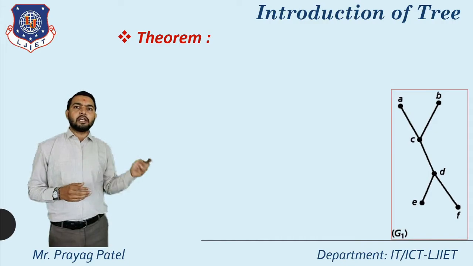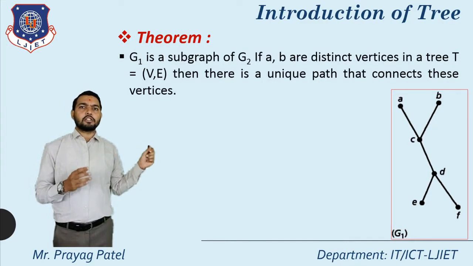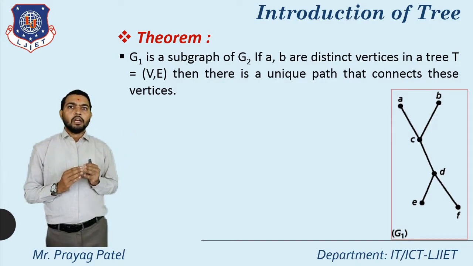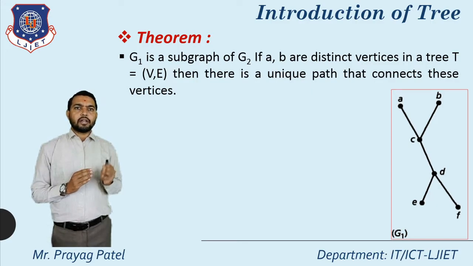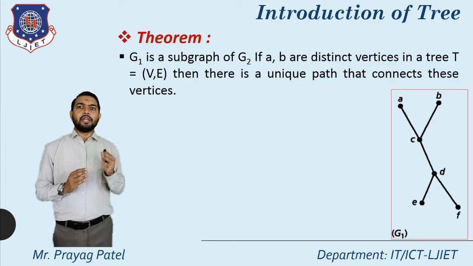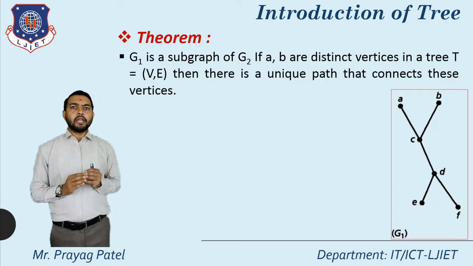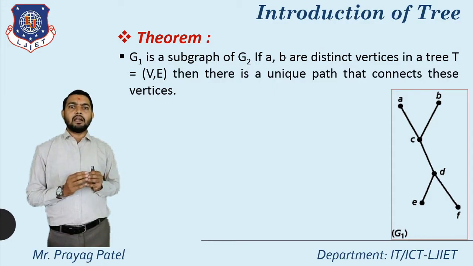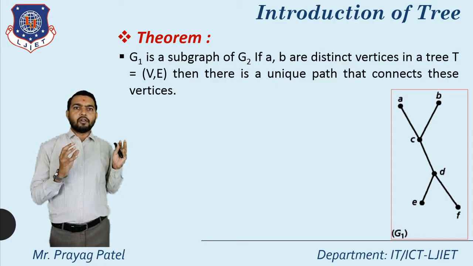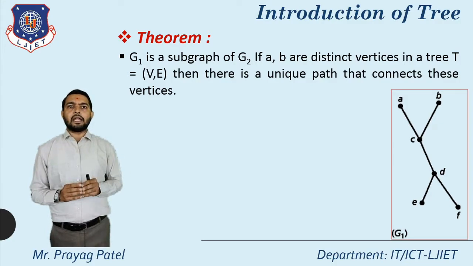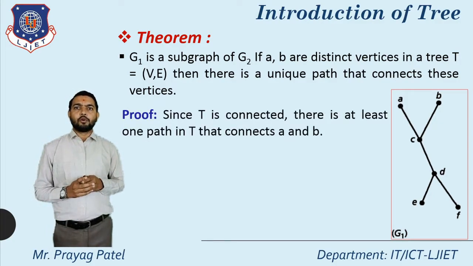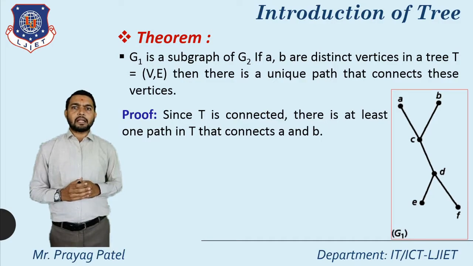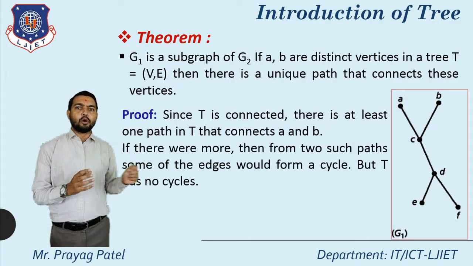Now after that, some theorems about trees are available. The first theorem of the tree: if A and B are distinct vertices in a tree T equal to (V, E), then there is a unique path that connects these vertices. So here A and B are two vertices in the graph, and one unique path is available between A and B. The proof for this theorem: since T is connected, there is at least one path in T that connects nodes A and B.